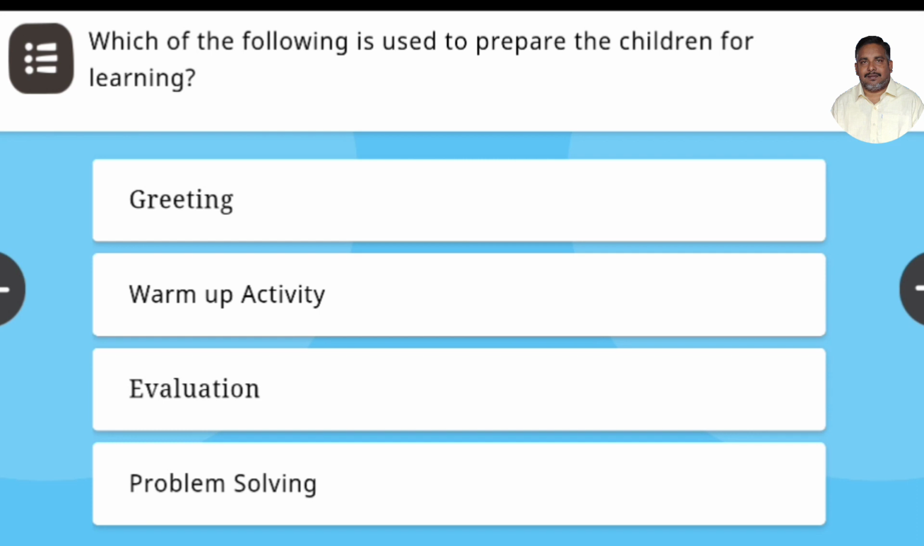Which of the following is used to prepare the children for learning? Grading, warm-up activity, evaluation, problem solving. The answer is warm-up activity.